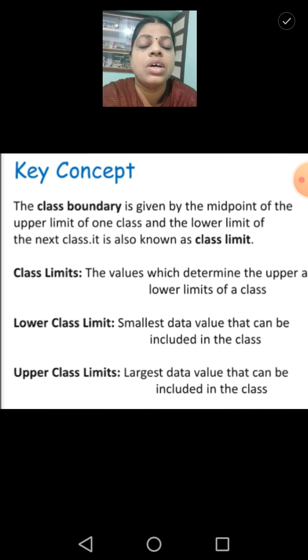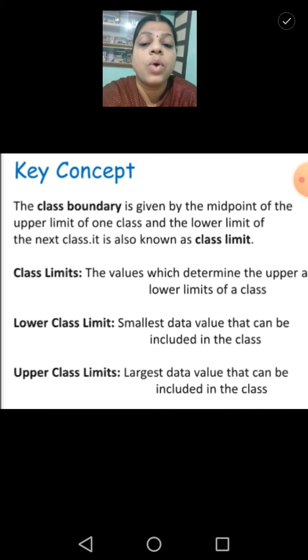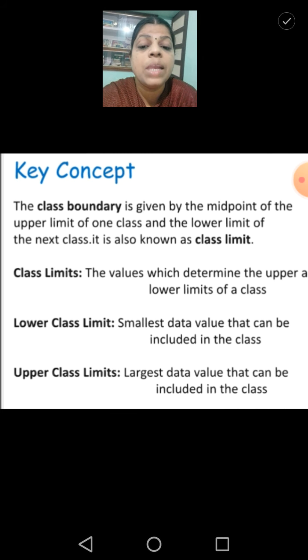Let me explain about the class, and after that we will do that using other examples. So the class boundary is given by the midpoint of the upper limit of one class and the lower limit of the next class. It is also known as the class limits. So children, what is this? Yes, the class boundary. The meaning of boundary is a limit, isn't it? As we all say, a boundary means a certain limit is there.